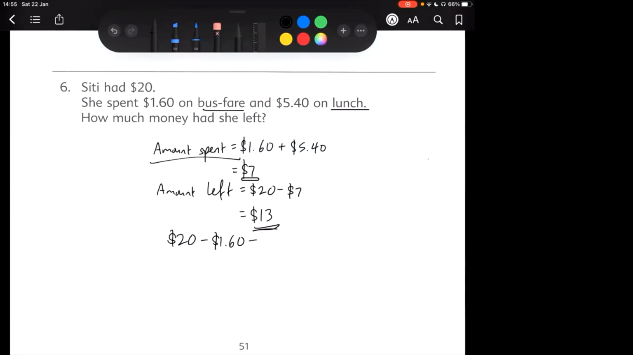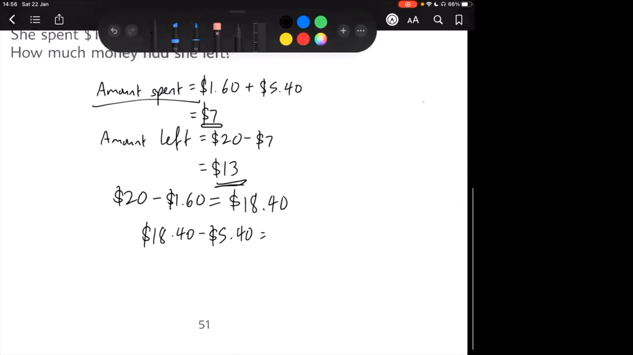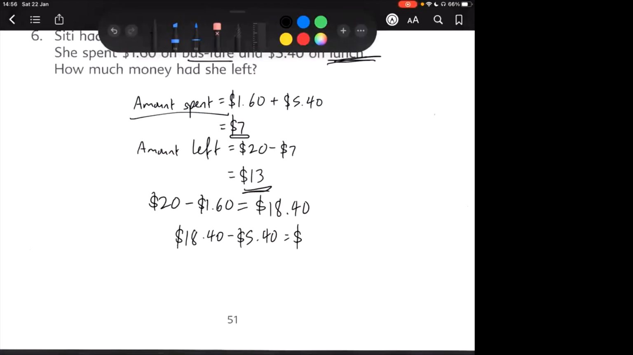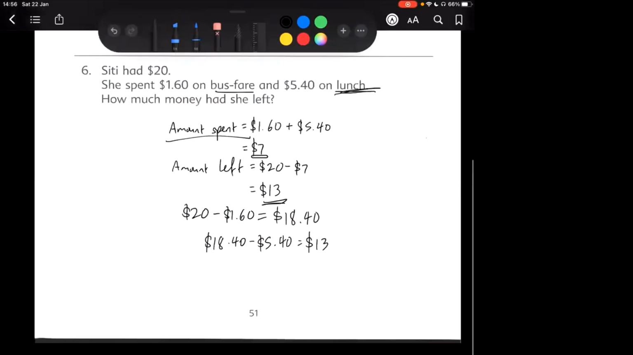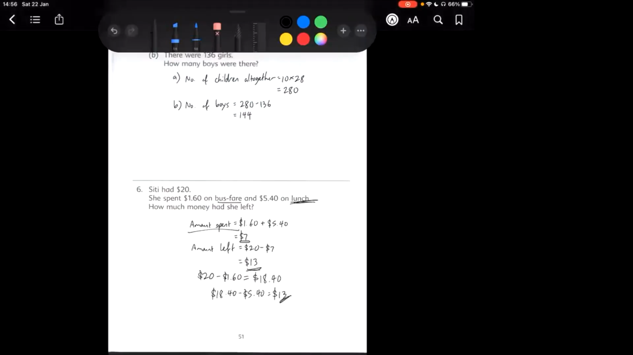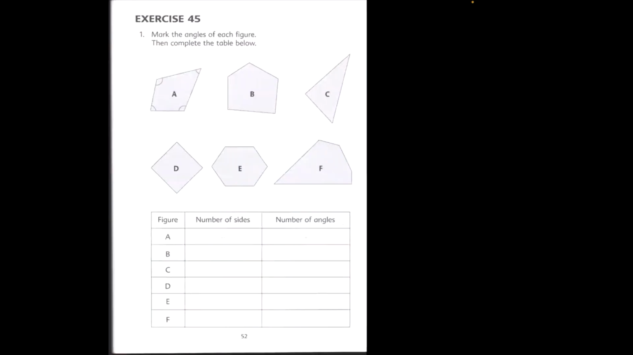Total minus bus fare is 18.40. And 18.40 is total minus bus fare, right? And we still need to subtract the lunch. So we just take 18.40 minus 5.40. Notice I'm saying like 540, but the correct way to say it is $5.40. I'm just lazy, I suppose. $13, right? So you get the same answer. So you can do it either way.